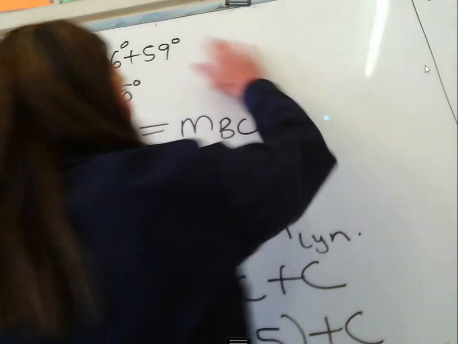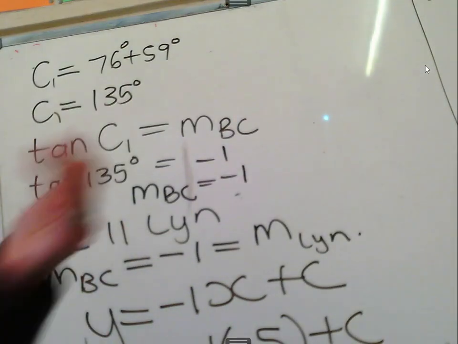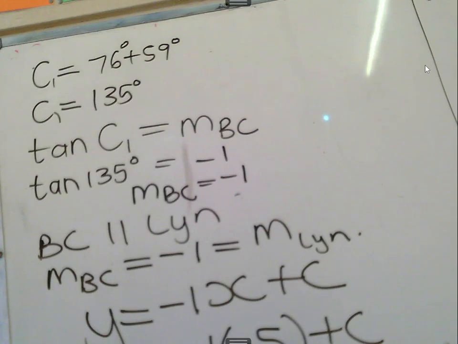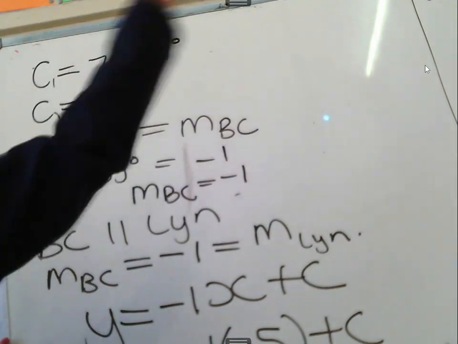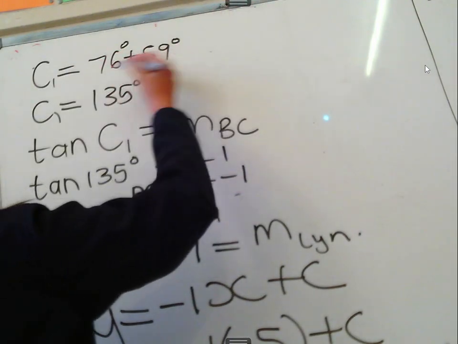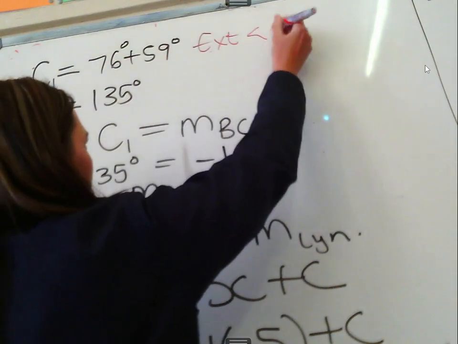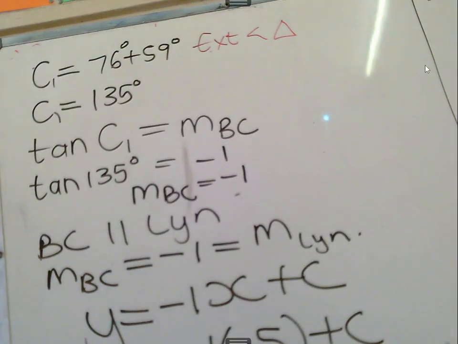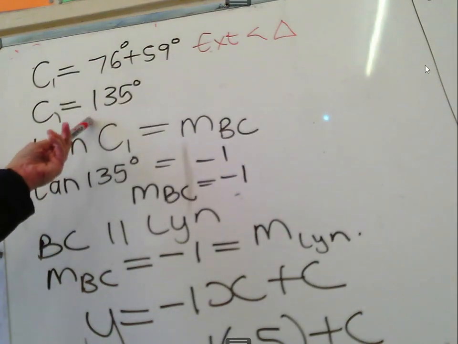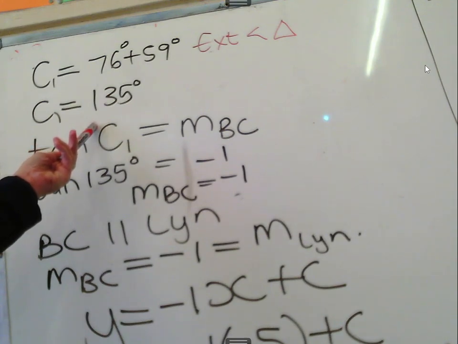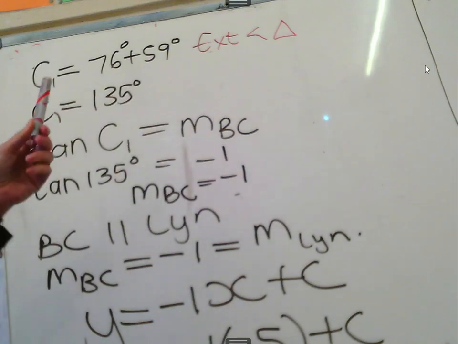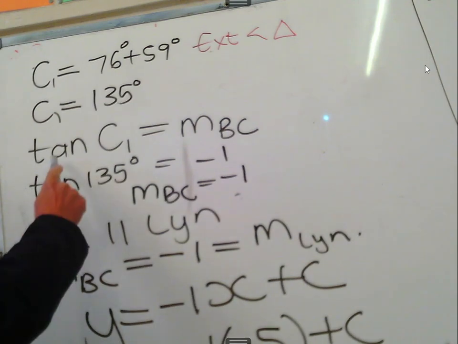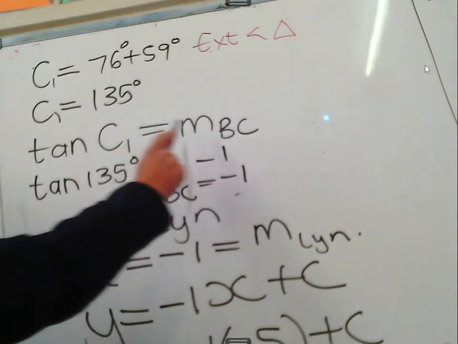So I'm going to call it C1, because you're going to have an answer sheet with geometry. The diagram will be there, and then you do the sums after. On your diagram sheet, you might have named it C1, that one on the outside. So C1 is going to be those two angles added, because it's the exterior angle of the triangle. And that gives you C1 equal to 135 degrees. Then using the inclination angle, I know that the tan of C1 will be the gradient of BC.